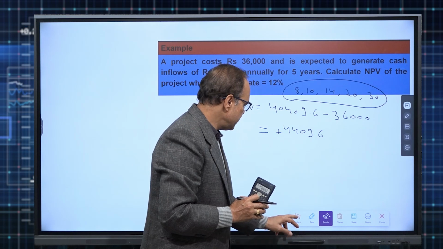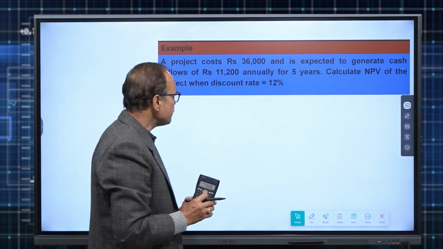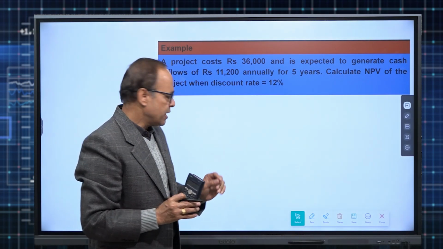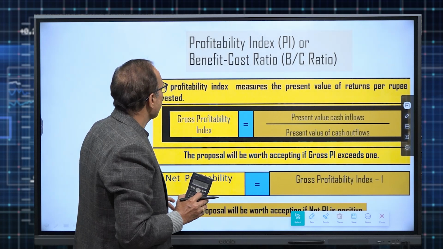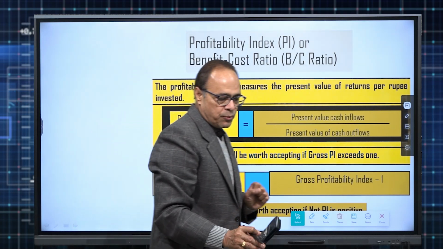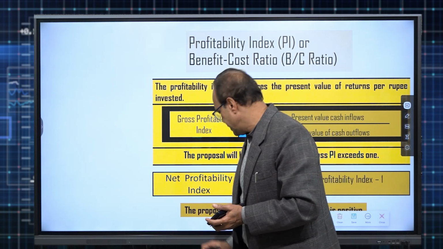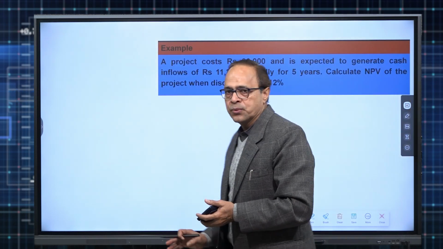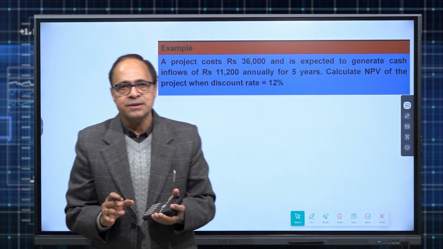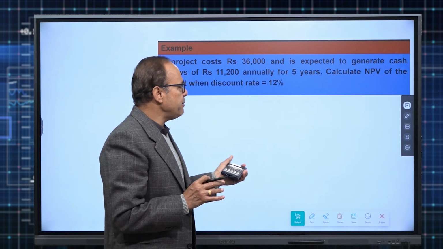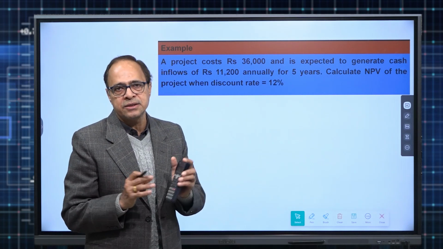Let us proceed further. So that was the practice on calculation of NPV. Now, when we calculate NPV, we always consider absolute value. It means sometimes NPV method might not give a correct decision.